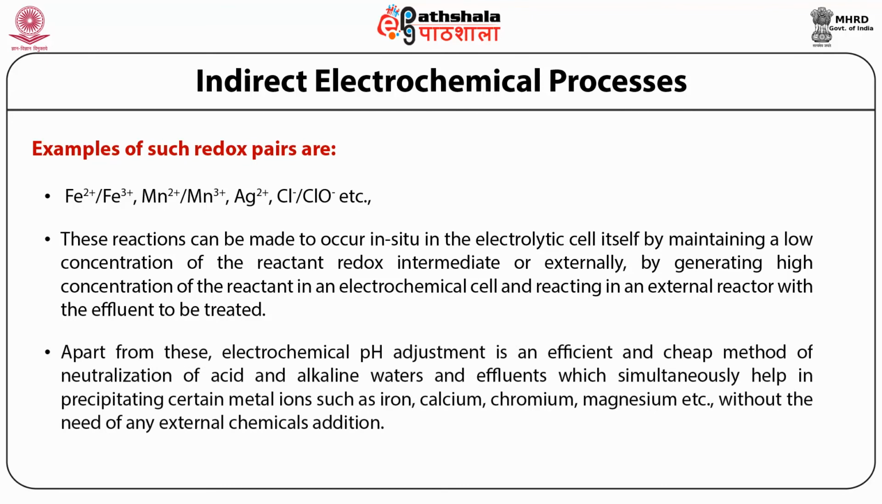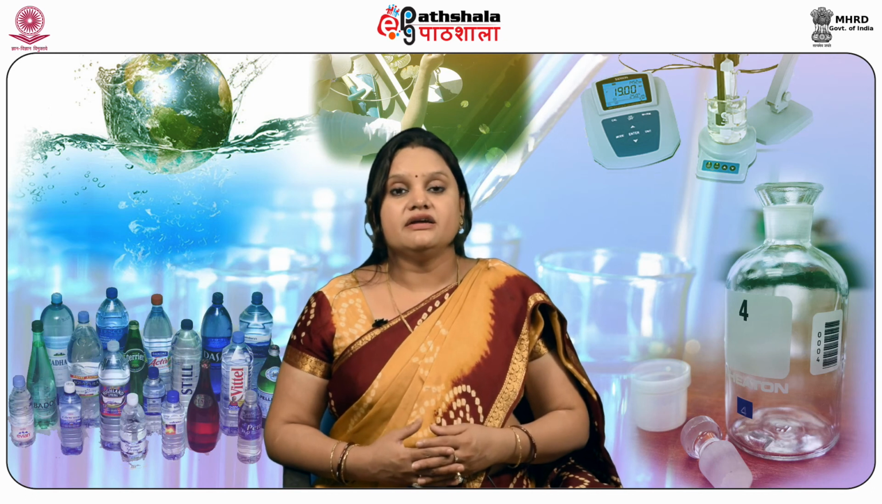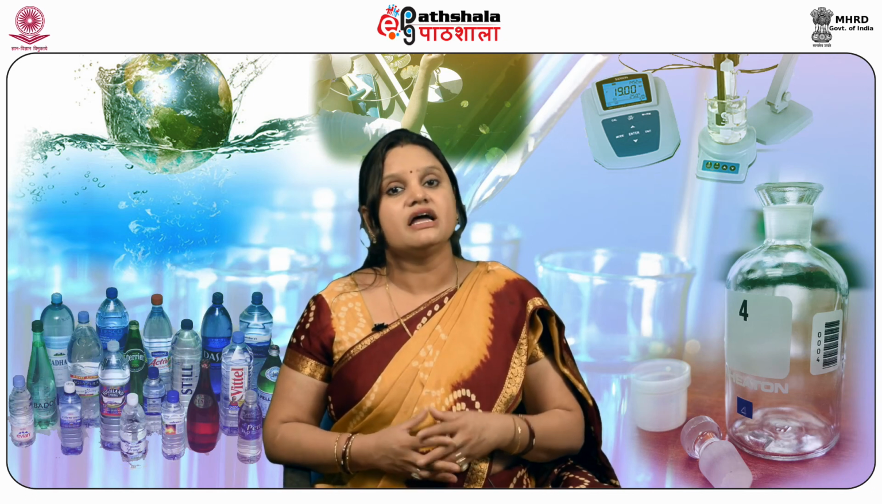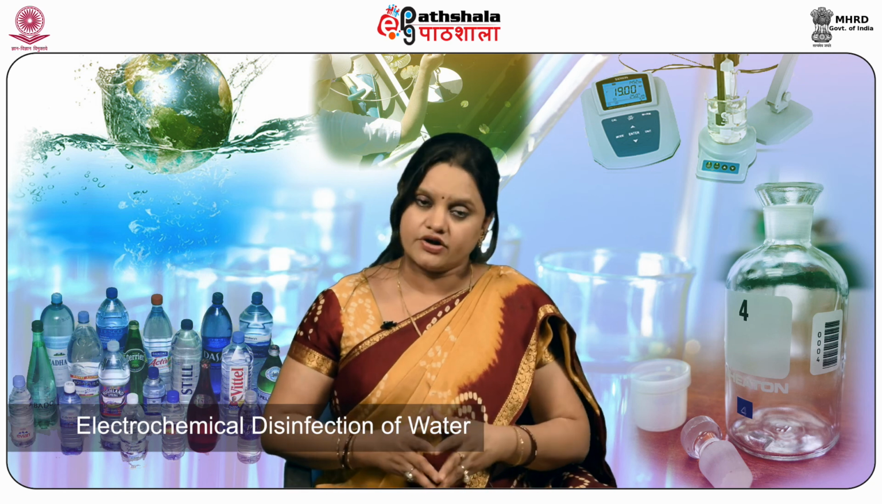Apart from these, electrochemical pH adjustment is an efficient and cheap method of neutralization of acid and the alkaline waters and effluents, which simultaneously help in precipitating certain metal ions such as iron, calcium, chromium, magnesium, etc., without the need of external chemicals addition. The next method that we are going to discuss here is the electrochemical disinfection of water.